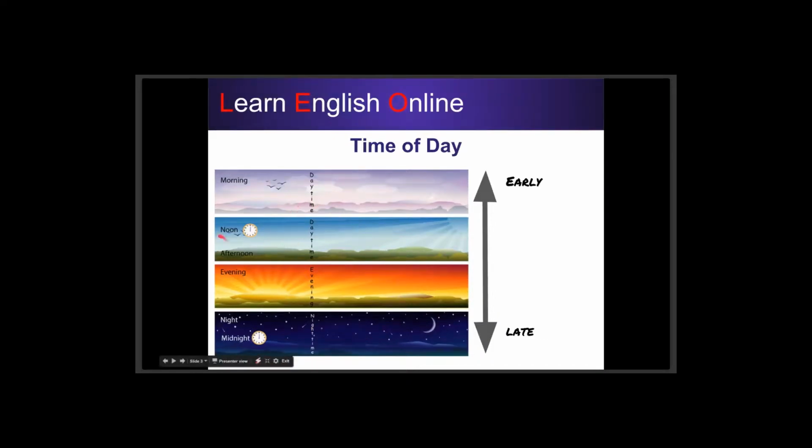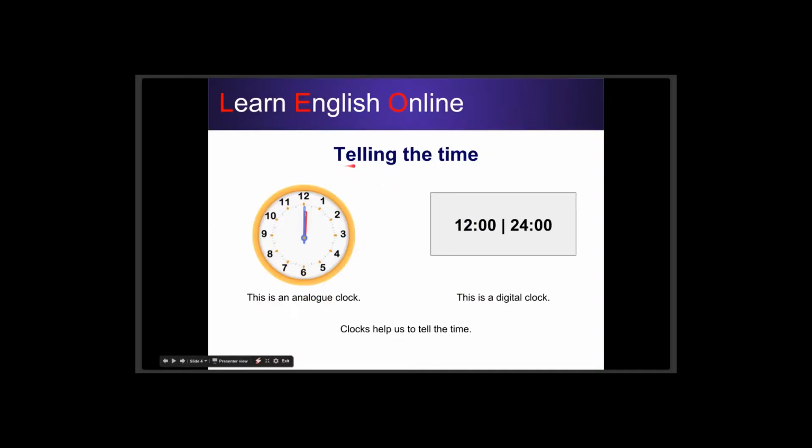Okay? But then we have noon, which we need a clock for. And we have midnight, and we need a clock for midnight. So clocks, well, they basically help us measure time because we split days into different times of the day. Okay? So when we start looking at clocks, we start telling the time. To tell the time. Very important for learning English on the network to be able to tell the time.